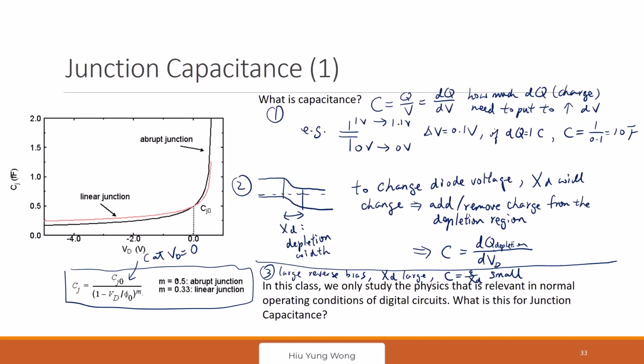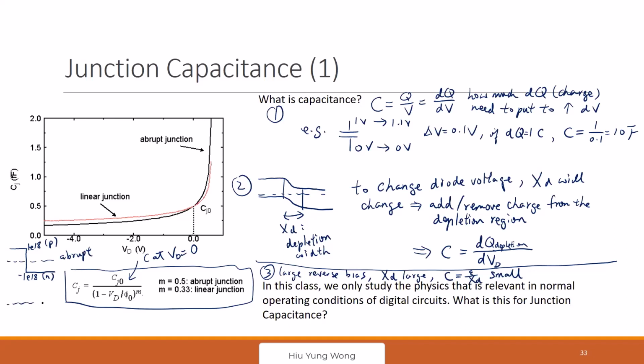So what is an abrupt junction? Abrupt junction means that in the PN diode, you suddenly change from P to N. So maybe this is 1E18 and this becomes negative 1E18. This is N type and this is P type. Very abrupt. Okay, this is abrupt.